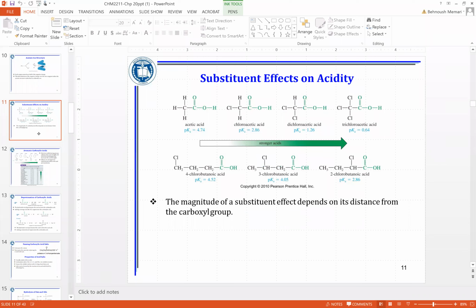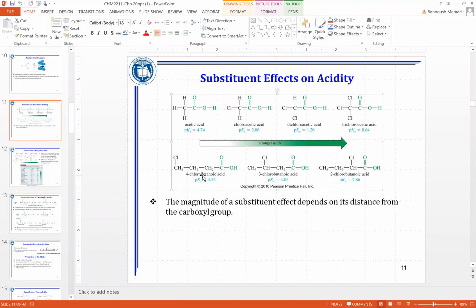How would substitutions affect the acidity of carboxylic acid? Electron withdrawing groups would always increase the acidity. So if you have acetic acid versus chloroacetic acid, chloroacetic acid would have higher acidity, or lower pKa. A lower pKa value means a stronger acid. Dichloro is even lower, and trichloro.